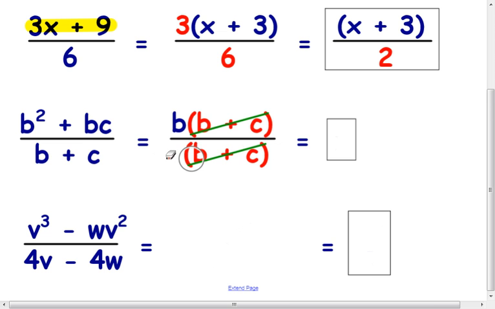Now you've got a b plus c there in the top and the bottom. Notice we didn't have any brackets in the bottom, but you can insert them in. And you can see here, I've made them red and I can cancel them out, dividing the top and the bottom by b plus c. That just leaves a b in the top and a 1 in the bottom. That just leaves you with b. You can write it as b over 1 first, but then just simplify to b.